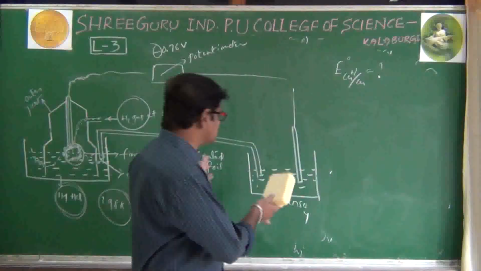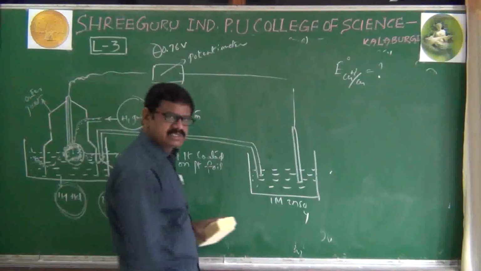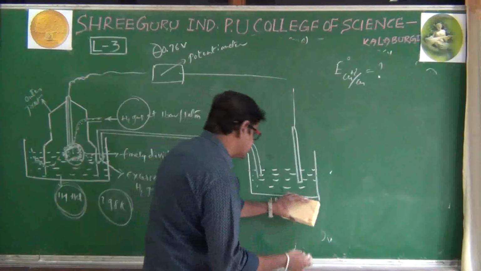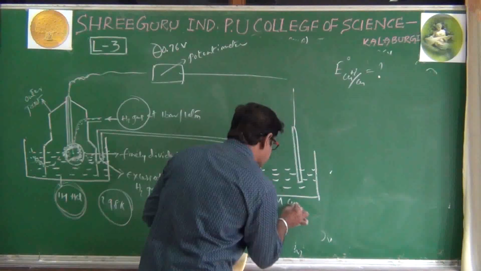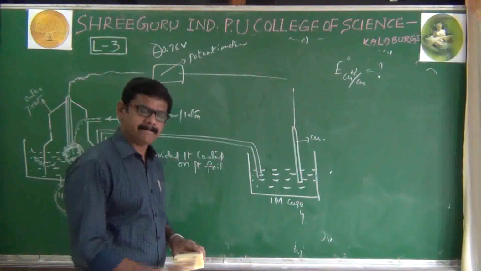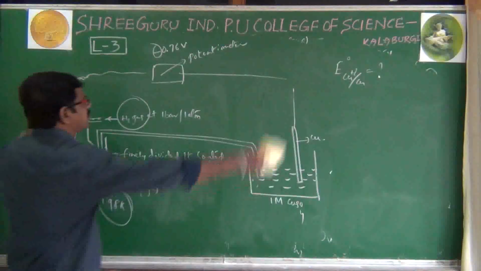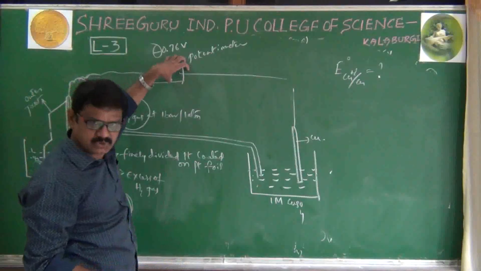That's why we use almost the same diagram here, though the electrode is of course different. We take a 1 molar copper sulfate solution, in which a copper rod is dipped. On the left side, SHE is taken, and both are connected with the help of a potentiometer.